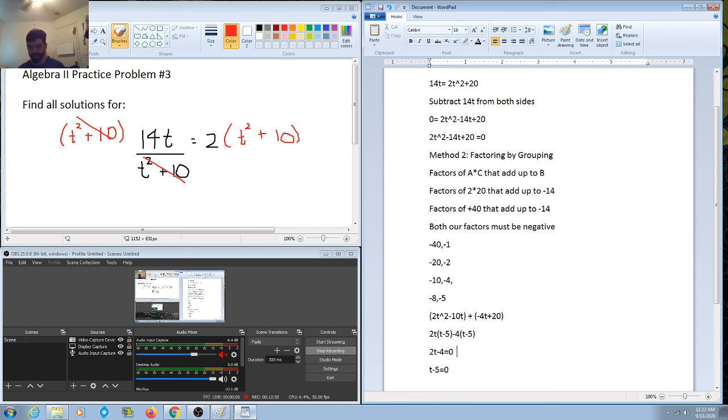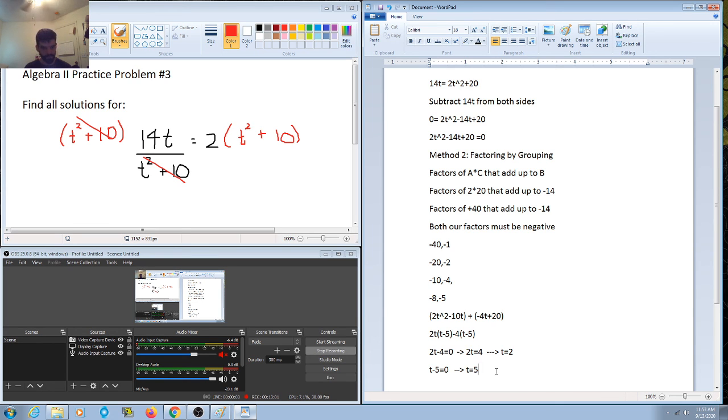And I'm going to solve for this. I'm going to do that 2t is equal to 4, and this is going to give me that t equals 2. And in the next one, I add 5 to both sides. This is going to be t equals 5. So again, we end up with our same solutions and roots, which is exactly what we were looking for, because we verified that by substituting in those roots into the equation after our first method.